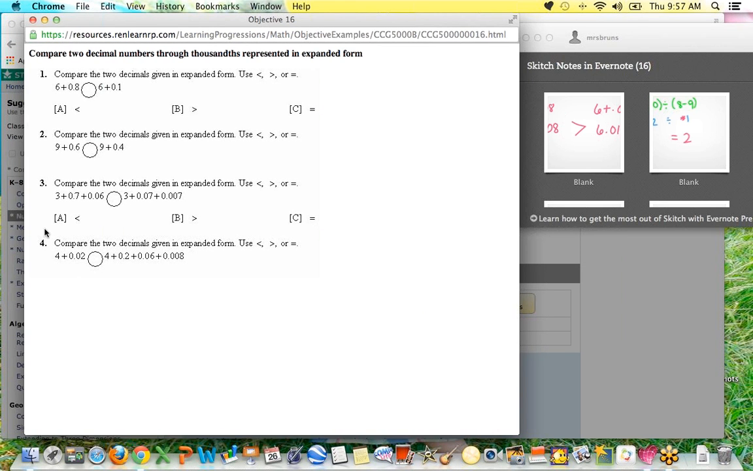Let's work on number 4. Compare the two decimals again using expanded form. So now we have 4 and 2 hundredths: is it greater than, equal to, or less than 4 plus 2 tenths plus 6 hundredths plus 8 thousandths? So you've got a couple steps again. I'm going to let you guys work this one out on your own, and then just type into the chat less than, greater than, or equal to.